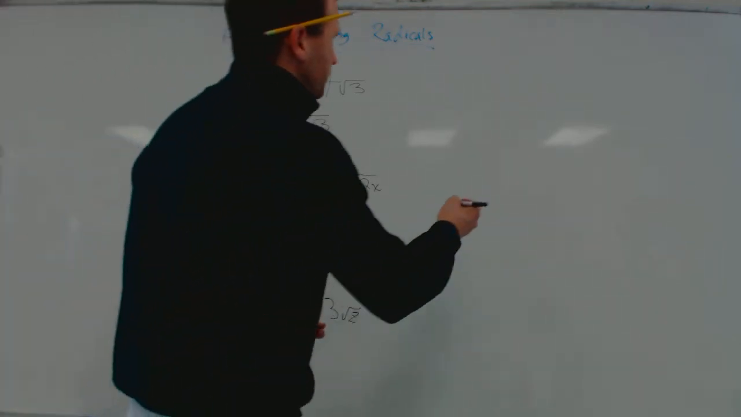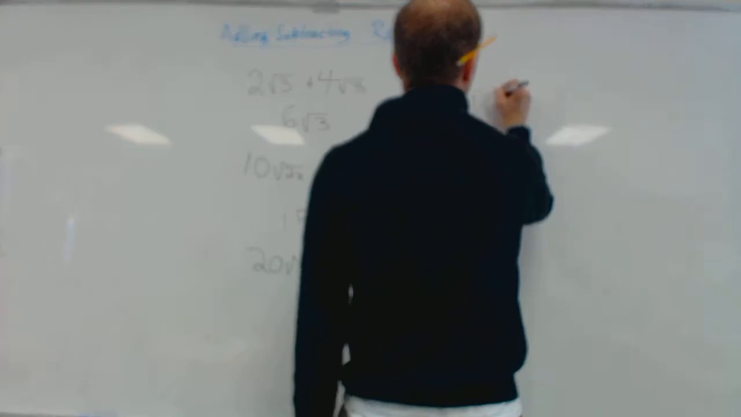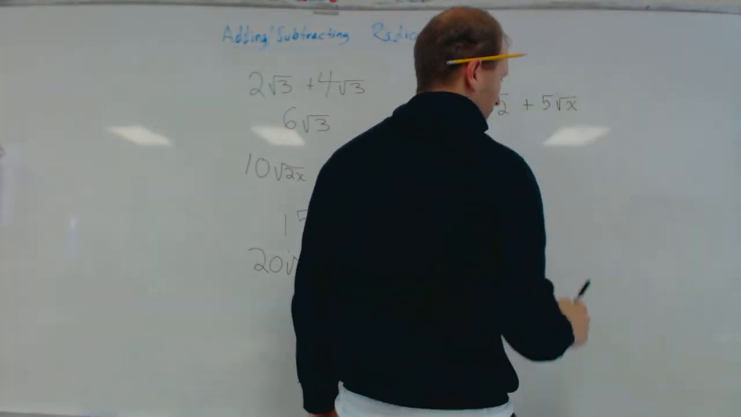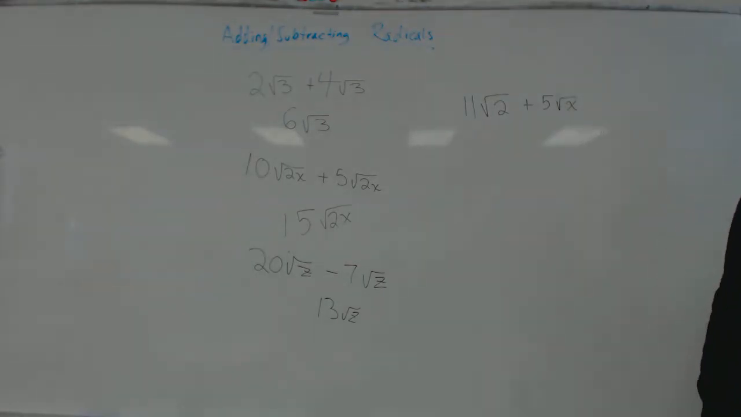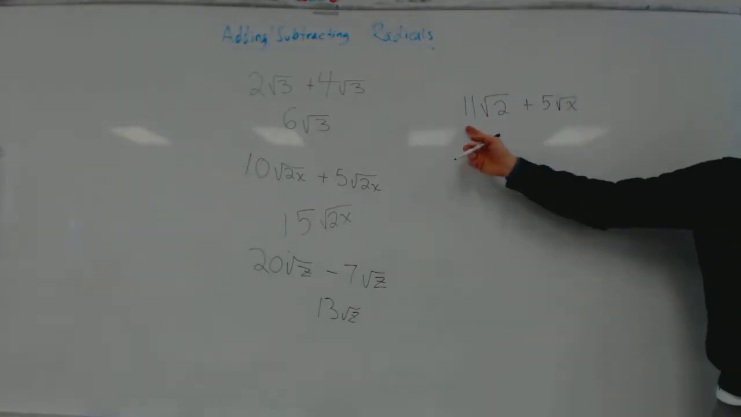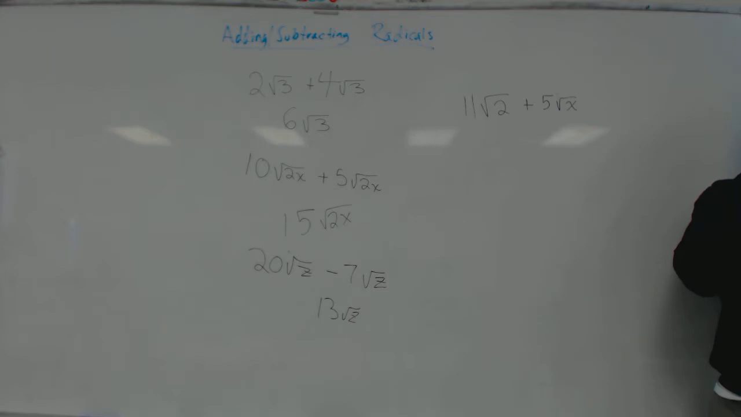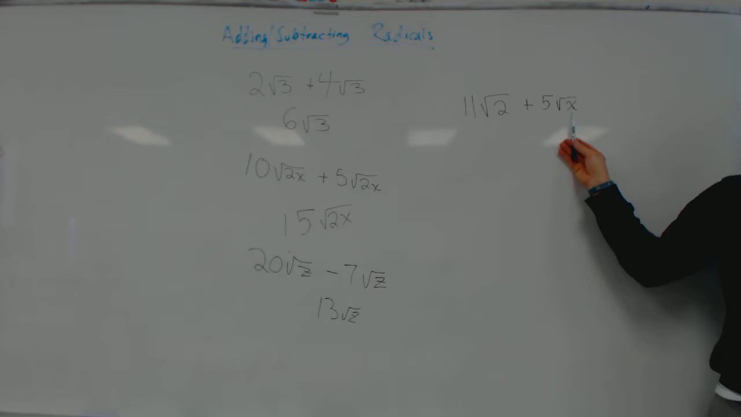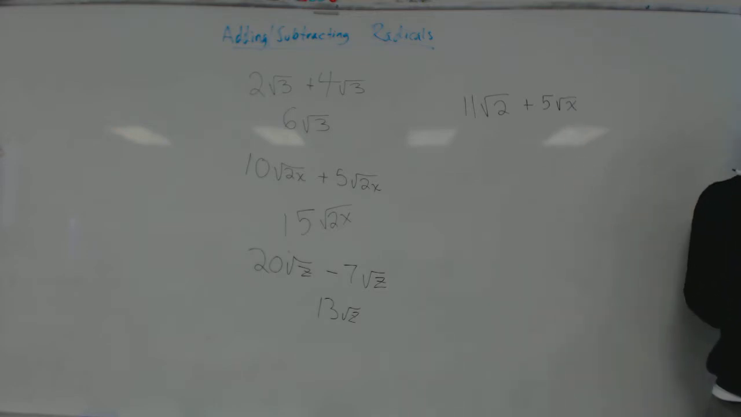What if I had this? What do you think I would do here? Perfect, that's the answer. Nothing. I would do nothing. There's absolutely nothing you can do with this because the square root of 2 and the square root of x are not the same. So I can't combine. I don't have like terms.